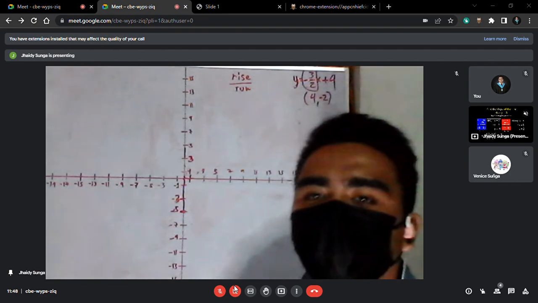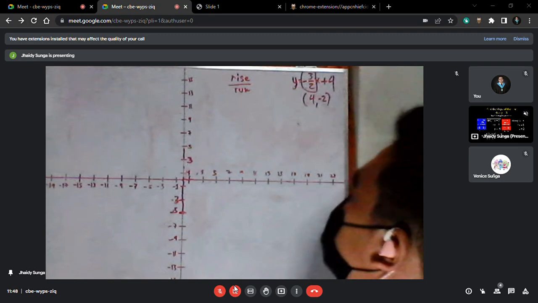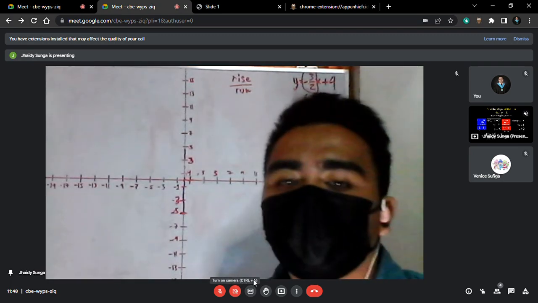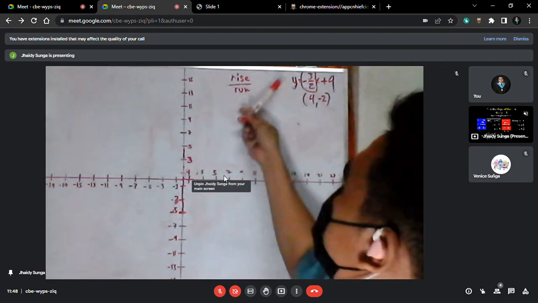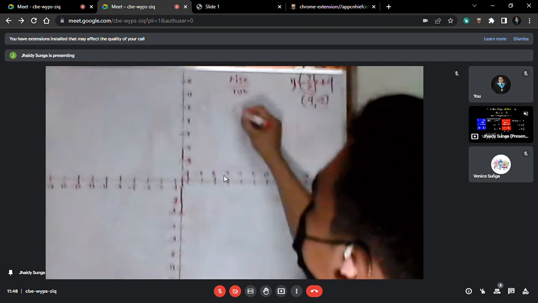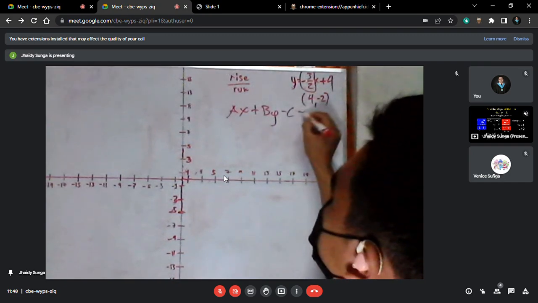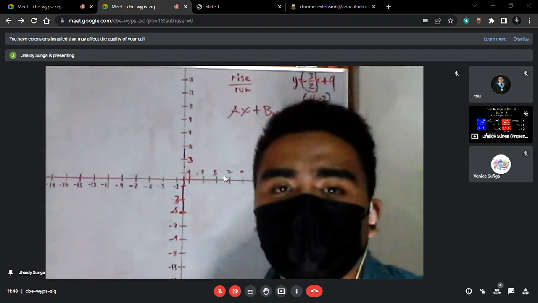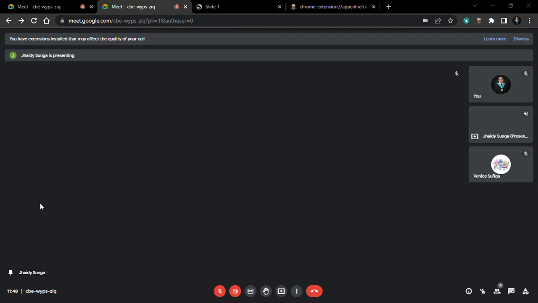Okay, so we denote special forms of equation of a line. In the presentation later, we could say that this form from a while ago, ax plus by minus c is equal to 0, is the general form.